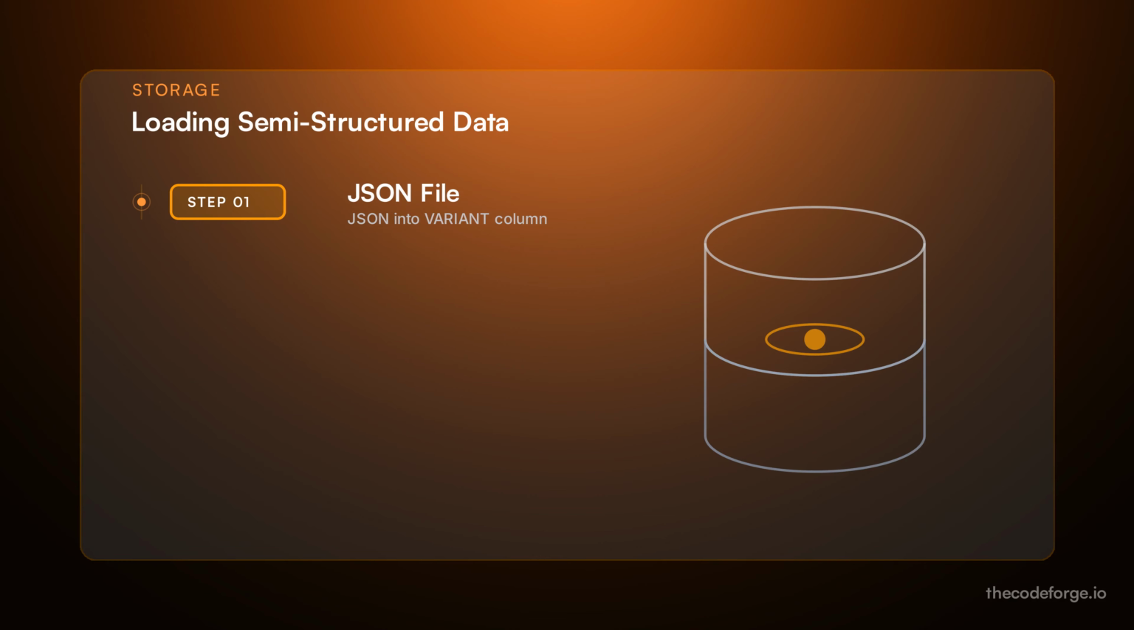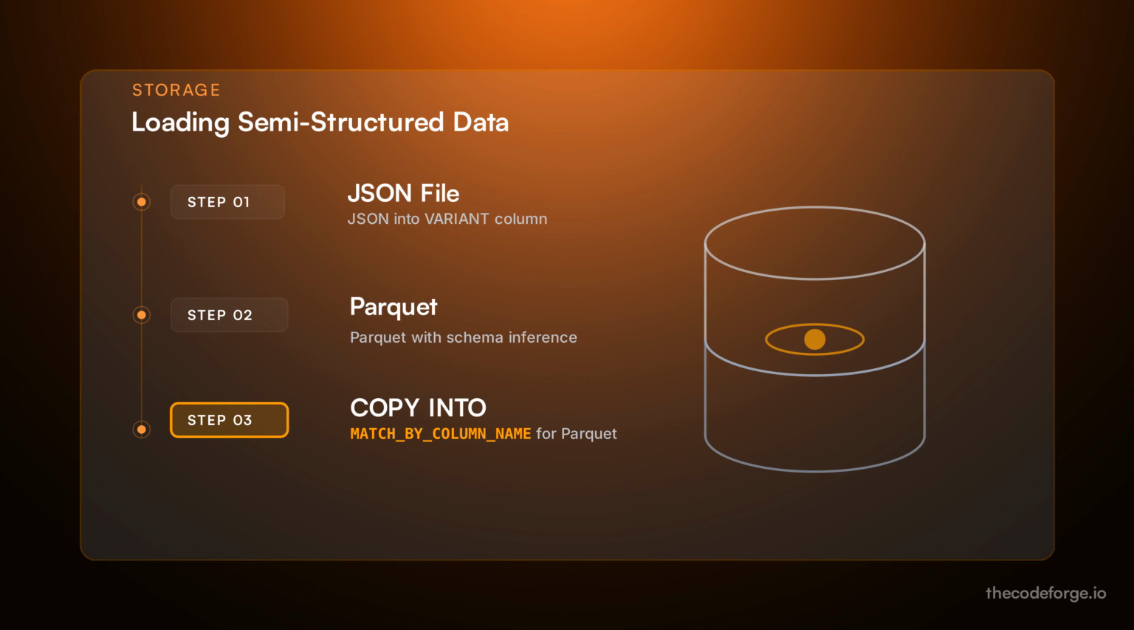Snowflake eats JSON and Parquet for breakfast. Use copy into to dump JSON raw into a variant column and query it natively. For Parquet, use match by column name in your copy into command and let Snowflake dynamically map the schema. That's followed by flattening nested structures into relational rows.